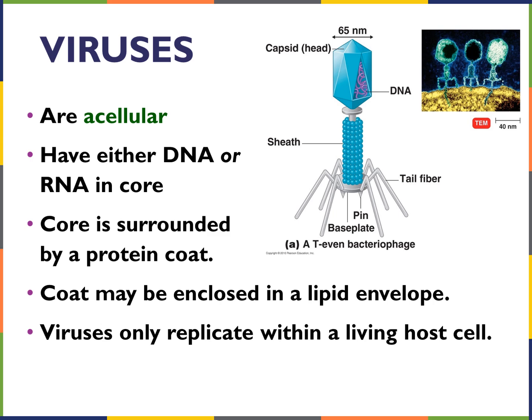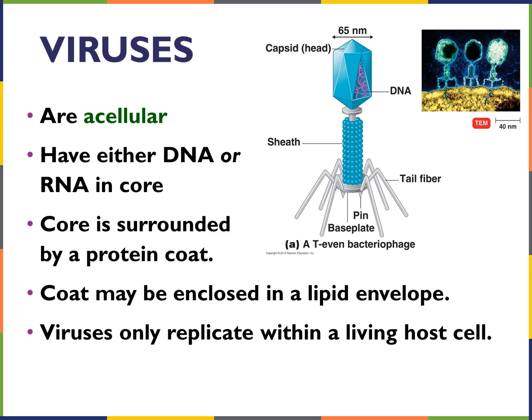Okay. Now, some viruses are a little bit fancier. They have an extra layer around them known as the lipid envelope. Okay. So in one of those viruses, there would be three components. You would have your genetic material, and the genetic material would be surrounded by a protein coat, and then the protein coat would be surrounded by a lipid envelope. Okay.